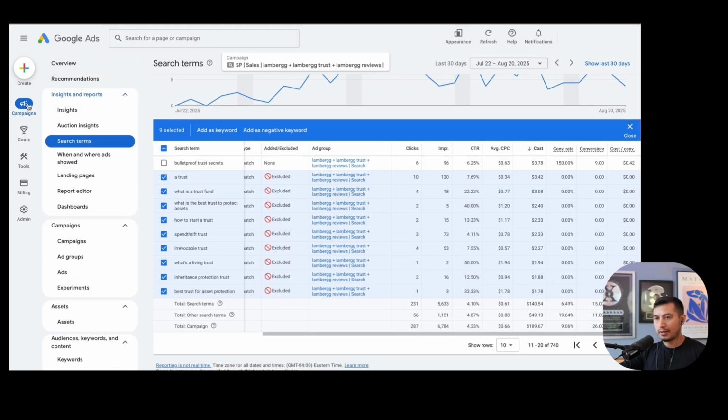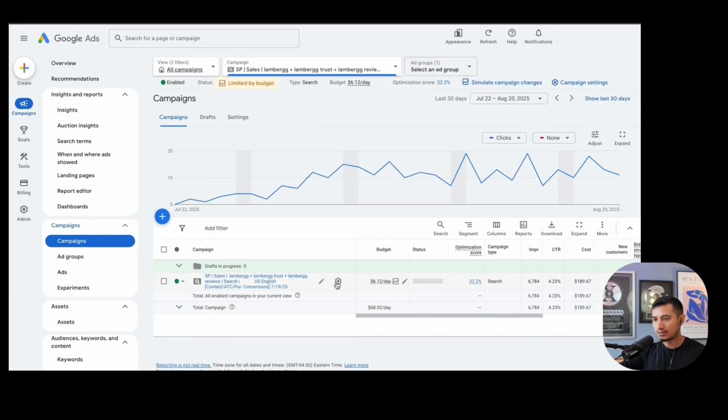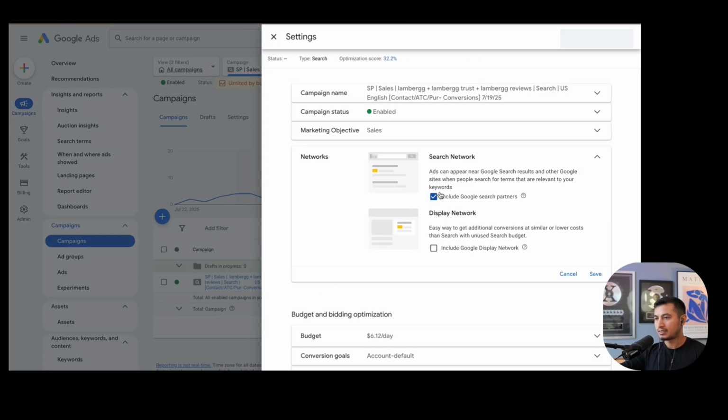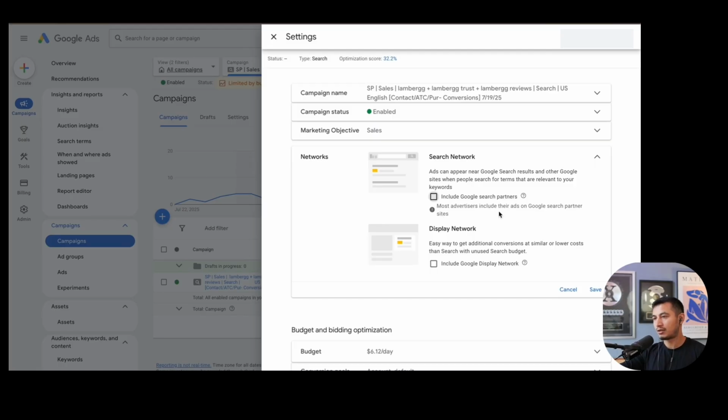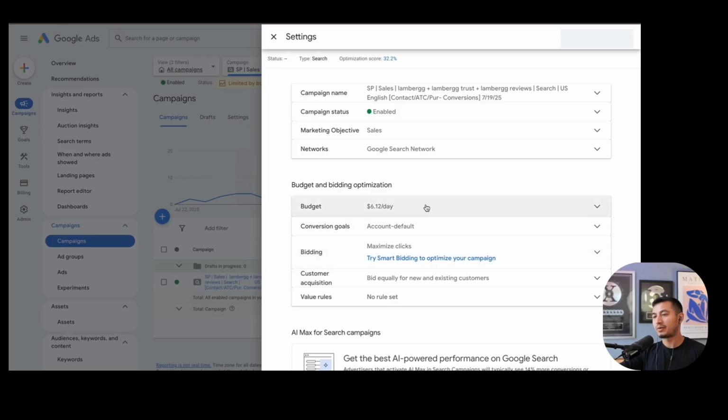Okay, let's go back and look at campaign settings. So let's go to campaigns. This is the campaign settings. As you can see, this one has a search network turned on. I don't want to turn that on. Worst way to spend money. Google doesn't tell you where those ads run and you have no control. It's just a way for Google to make more money.